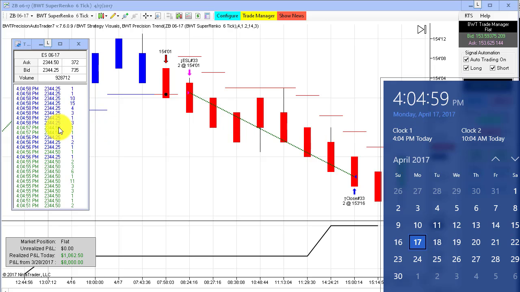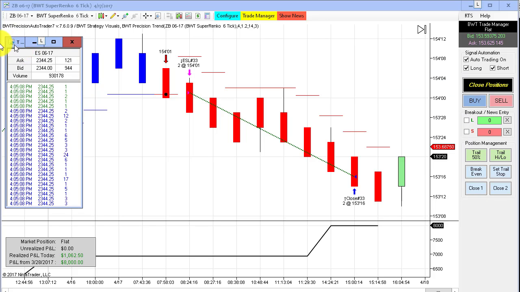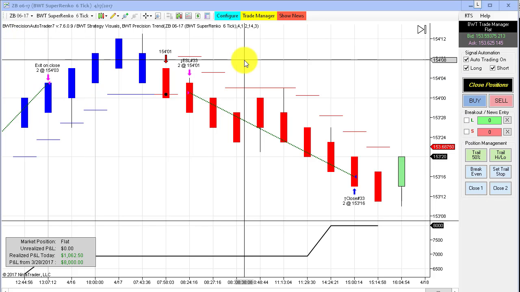You can see the time and sales on my left for the E-mini S&P just turned 4:05 p.m. The E-mini S&P is trading at 2344 and a quarter. The regular session for the futures markets just closed. We have a great video for you today.